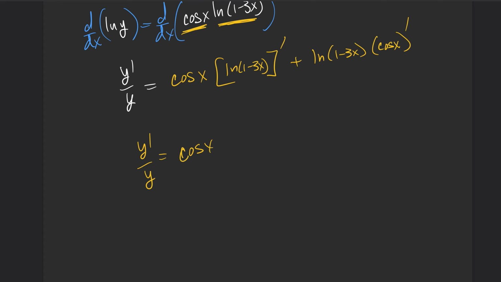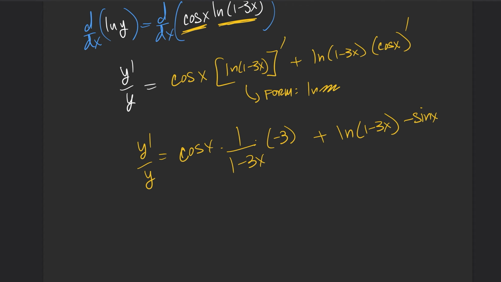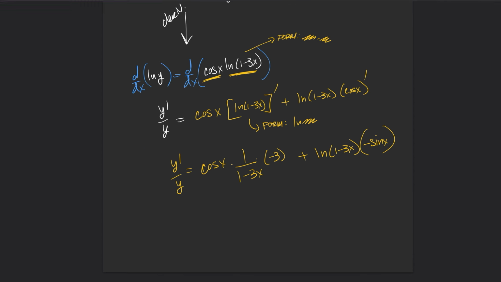And so what we have here is y prime over y. Cosine of x. What's the derivative of the natural log of stuff? I guess I could say that the form of this thing is the natural log of stuff. So its derivative is 1 over stuff times the derivative of the inside, which would be negative 3. And then over here I have this, and then times the natural log of cosine, times the derivative of cosine, which is negative sine. And make sure to put parentheses, okay?